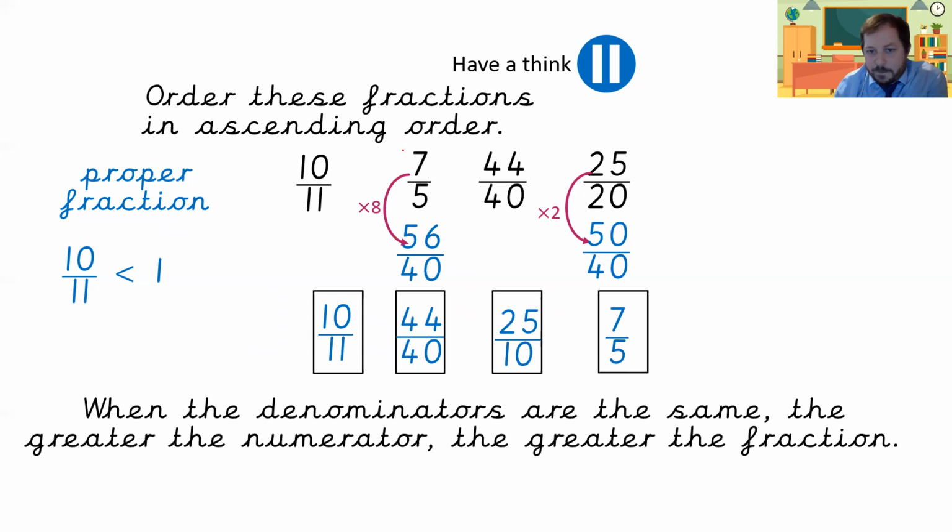Then we just compare the numerators: 44, 50, 56, and then it goes in that order. Remember, normally when they've got an outlier, a weird one, it will either be the largest or the smallest or directly in the middle.